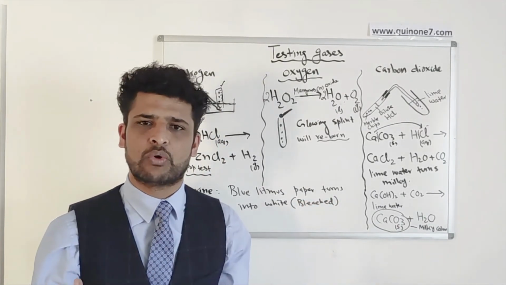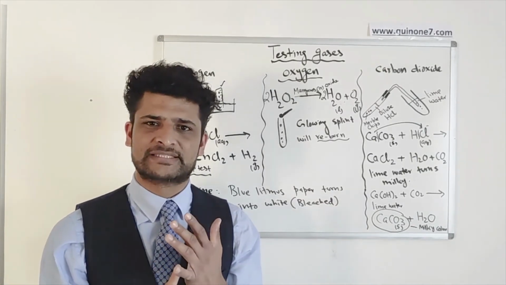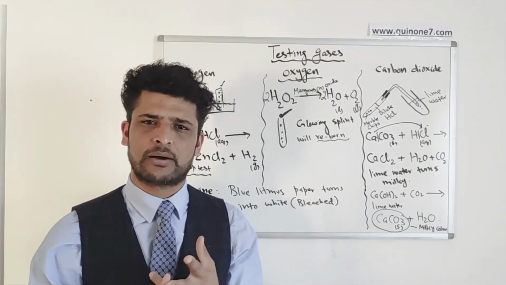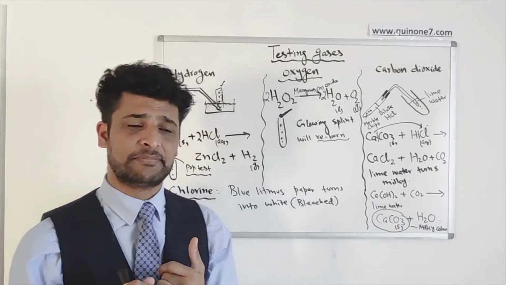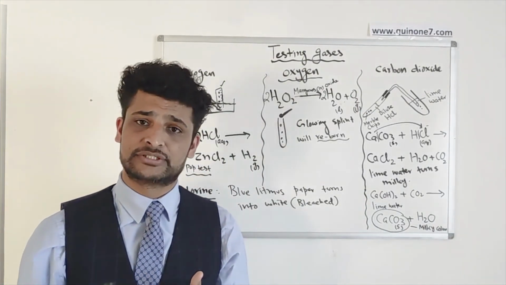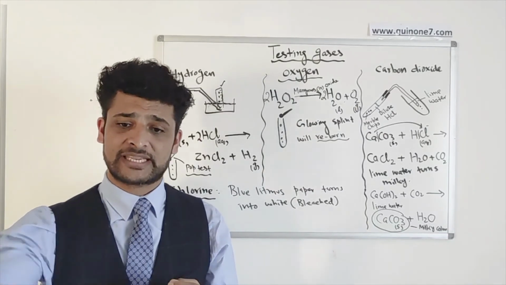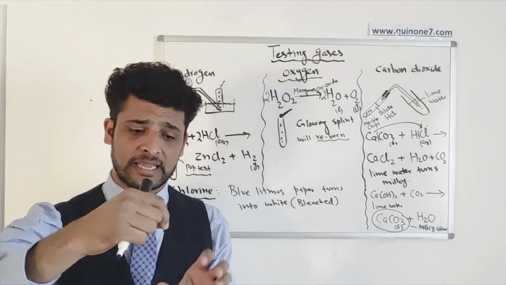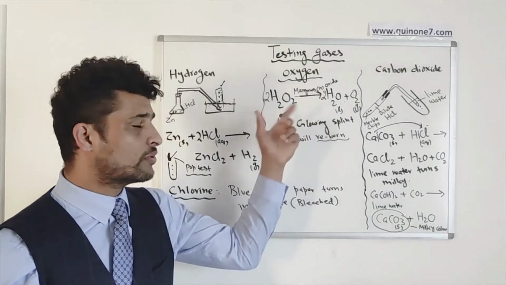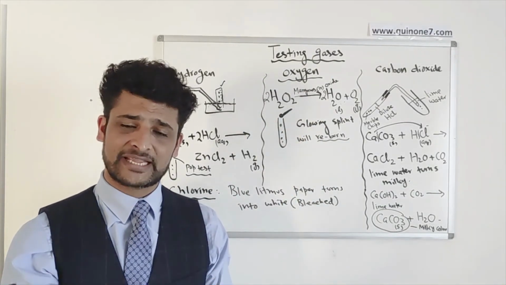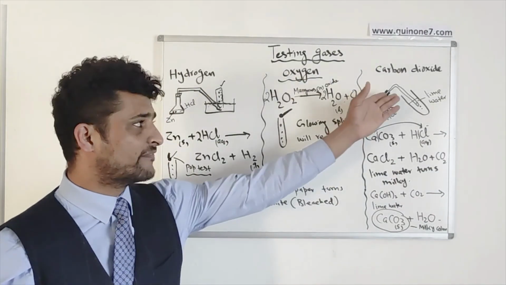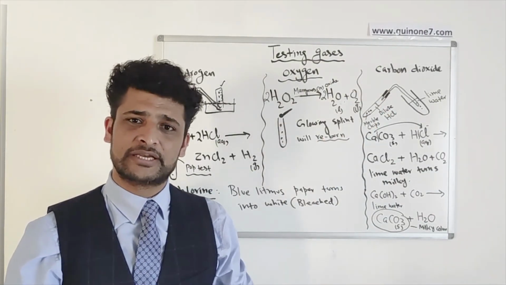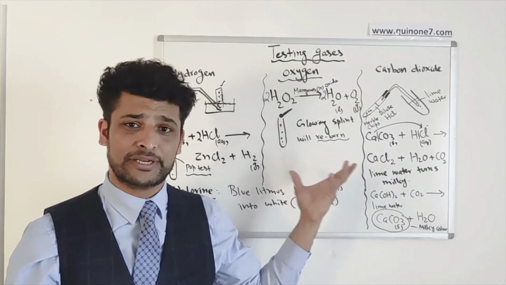So I'm going to repeat all of them again. You have 4 gases: hydrogen, oxygen, carbon dioxide, and chlorine. For hydrogen, you will do a pop test. That means if the hydrogen is produced by reacting zinc and hydrochloric acid, you will take a lit splint and do a pop test. For oxygen gas, you will take a glowing splint and it will reignite, and the fire will start. For carbon dioxide, it doesn't help in burning, so we can't do a splint test on that.